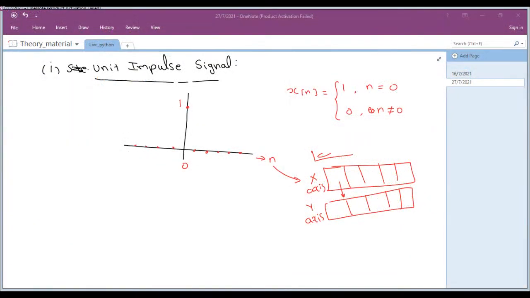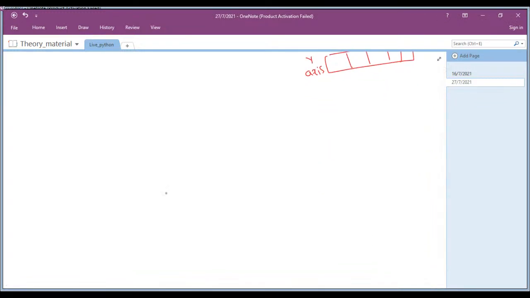So going to the second signal which we are going to talk about today, that is the unit step signal.